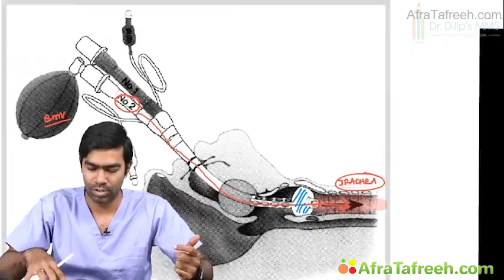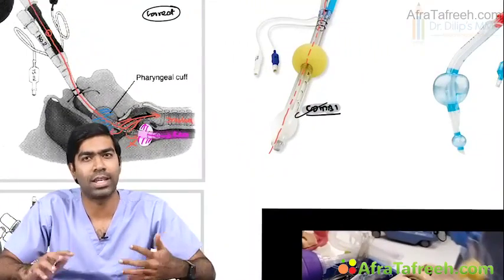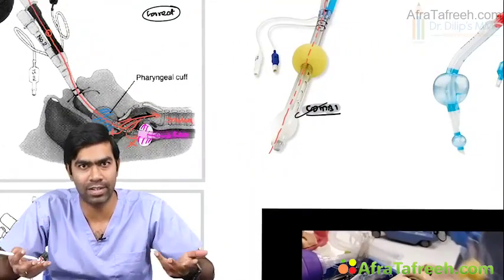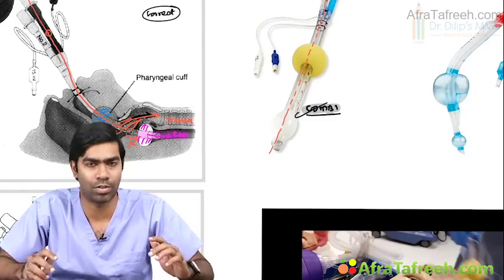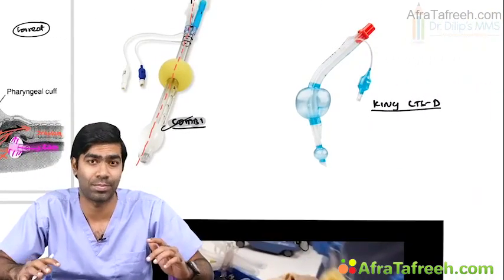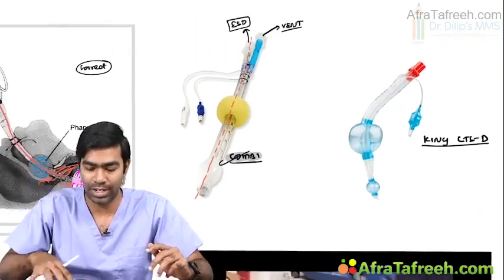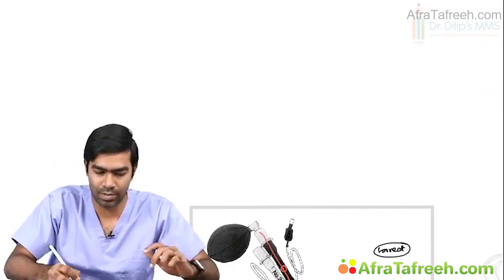That's how it works. So the combi tube has one unique advantage: they can serve as ventilatory devices in case of tracheal intubation also. But King tubes don't have that provision. That's where the problem is. So let us see now. Let us compare and contrast. How will you differentiate these devices?